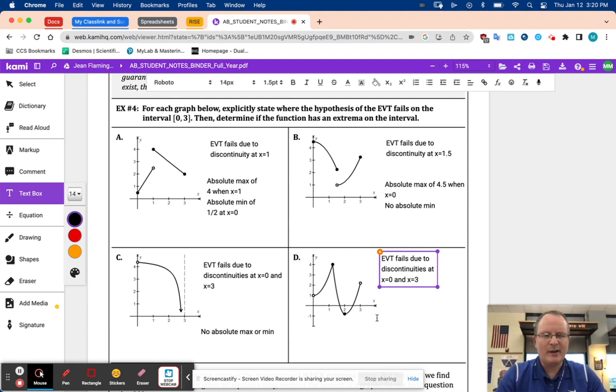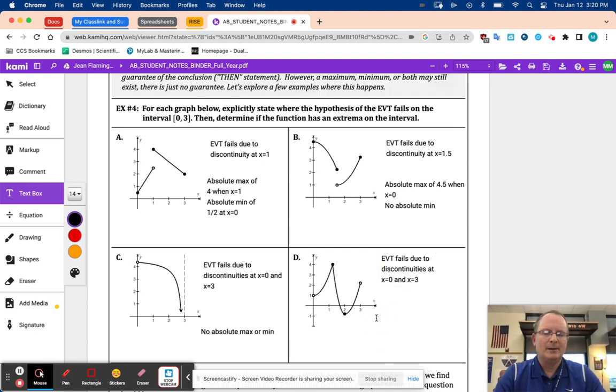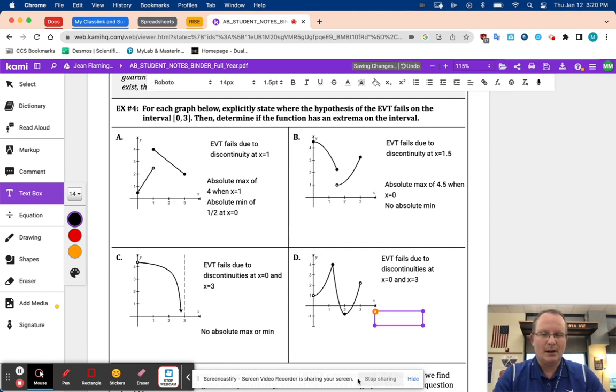However, it does look like we have max and mins this time, right? They happen just in between. So there's an absolute maximum value of 4 at x equals 1 and an absolute min of, I don't know, maybe -1, it might not be that low, at x equals 2.